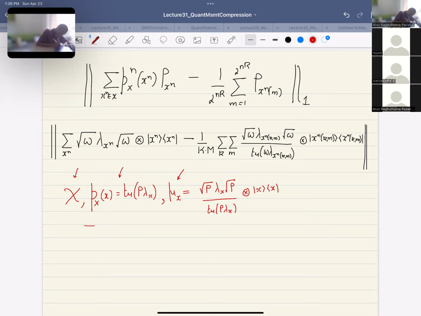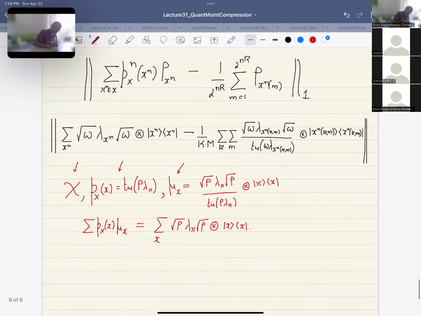So what is summation p_x of x mu_x? That is going to be summation over x. The trace of rho lambda_x is p_x, so that will cancel, and I'm going to get root rho lambda_x root rho tensor |x><x|.